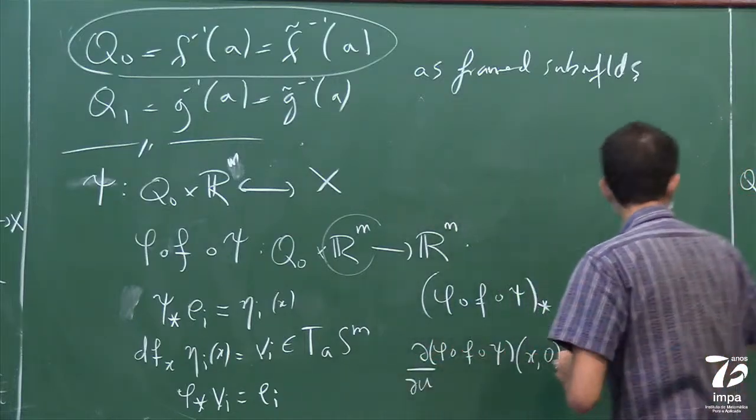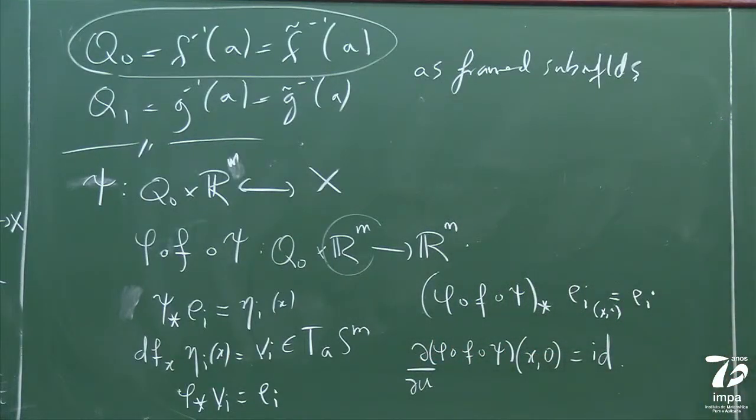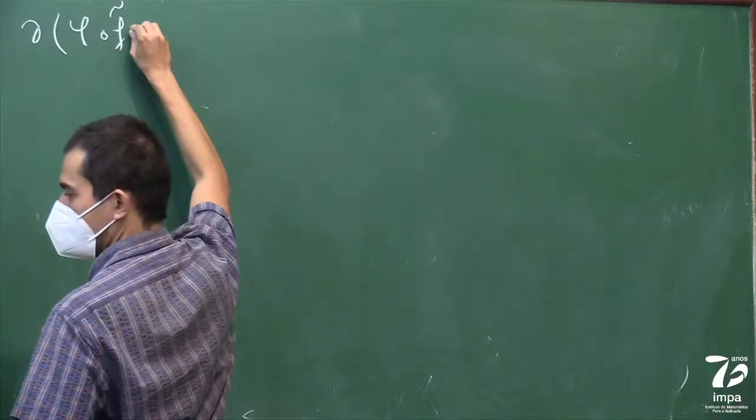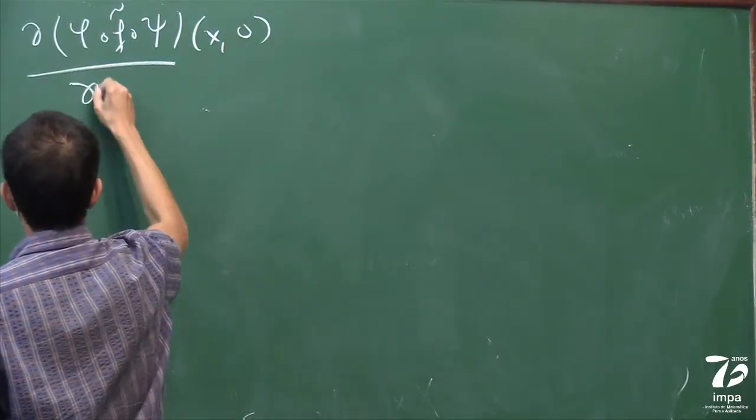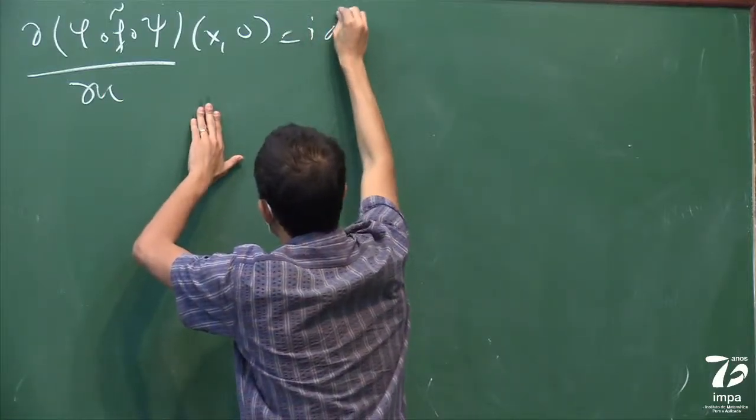So then I basically have this property also for f tilde: the derivative of f tilde psi at x0 with respect to u is equal to the identity.